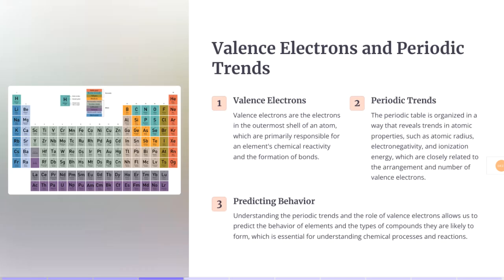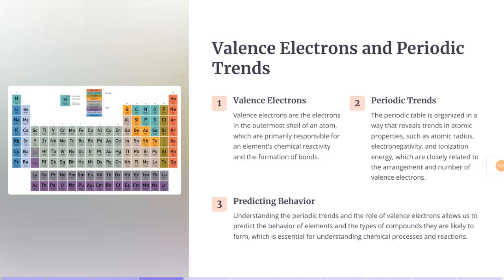Valence electrons and periodic trends. Valence electrons are the electrons in the outermost shell of an atom, which are primarily responsible for an element's chemical reactivity and the formation of bonds. Periodic trends. The periodic table is organized in a way that reveals trends in atomic properties, such as atomic radius, electronegativity, and ionization energy, which are closely related to the arrangement and number of valence electrons.